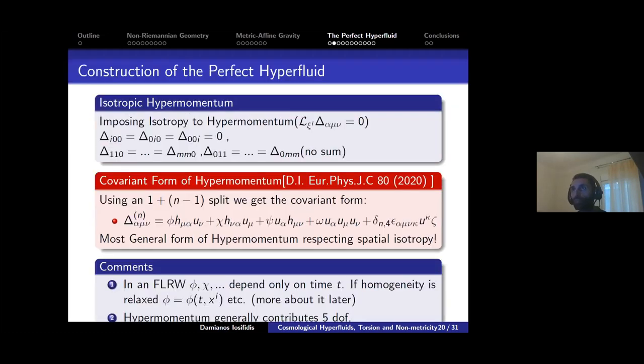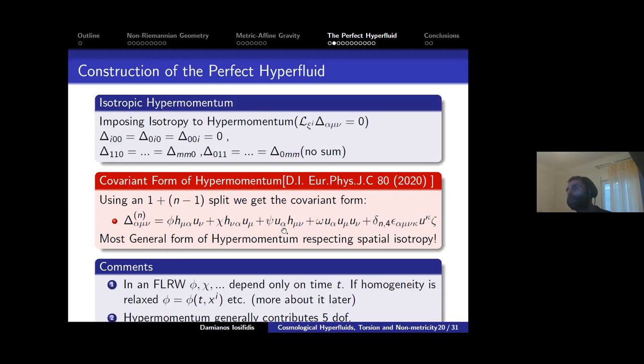So what we have to do now is to impose this isotropy by means of a vanishing Lie derivative, and we can find the vanishing and non-vanishing components. And what I have shown in this paper is that the most general form that respects spatial isotropy for the hypermomentum tensor is this one. So we see that we have 5 degrees of freedom, this pi, chi, psi, etc., in 4 dimensions. In other dimensions we have 4, because this one is absent.